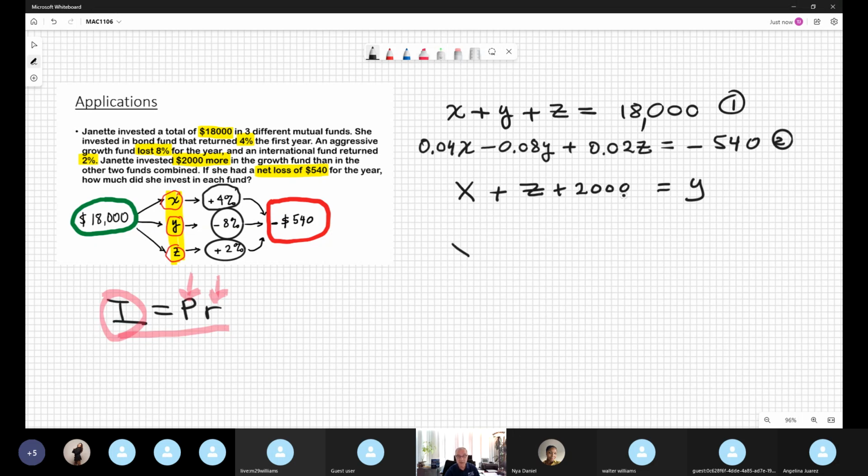Or another possibility is X plus C, which is this money and this money together, minus Y, oh, no, much better like that. Y is the money deposited in the aggressive account, subtracting X plus C together is equal to 2,000, because the problem says that this money is bigger than this together, but the difference is 2,000. And this is equivalent, no?